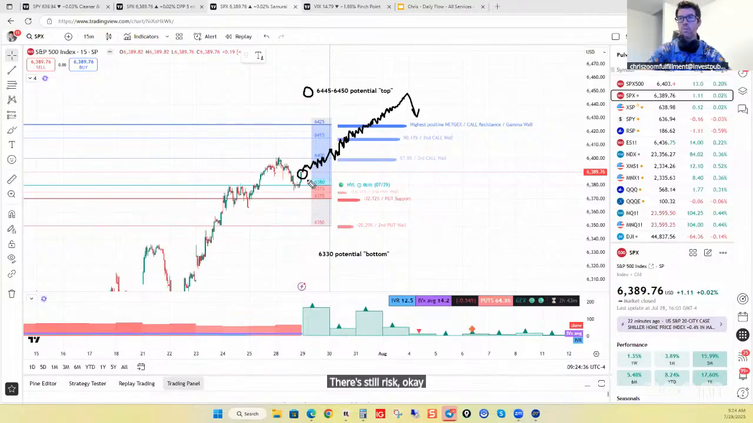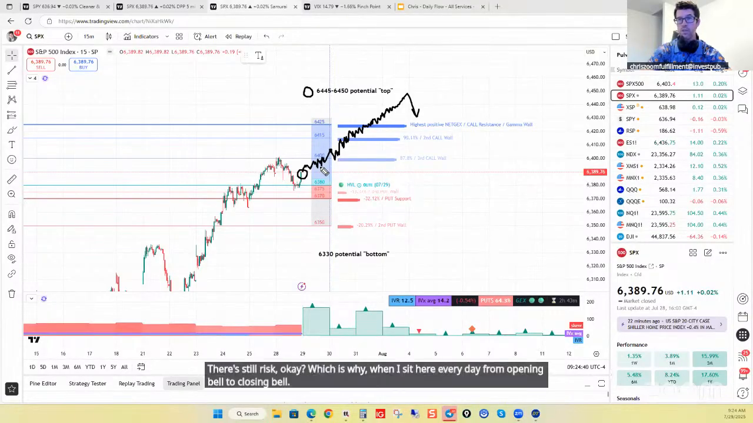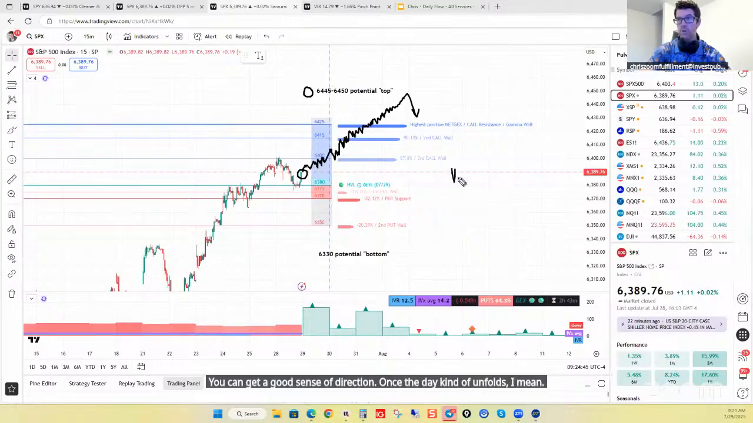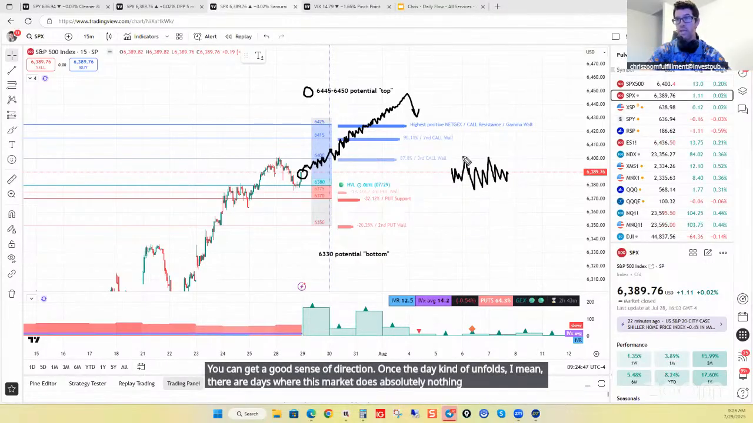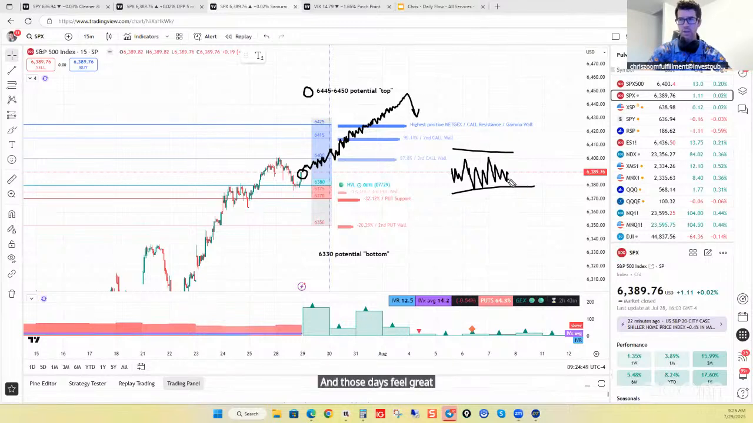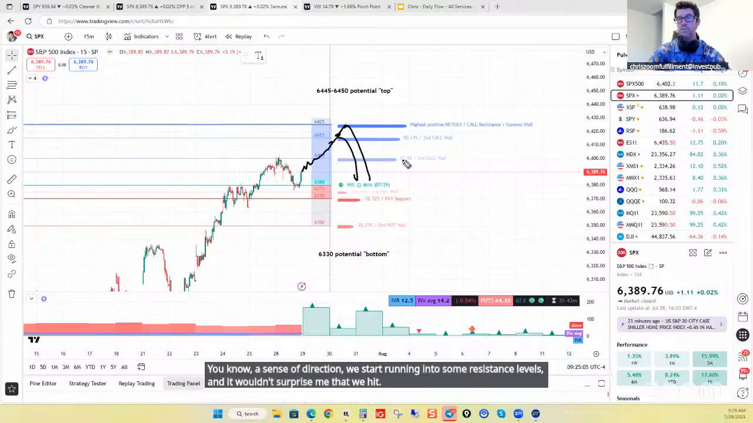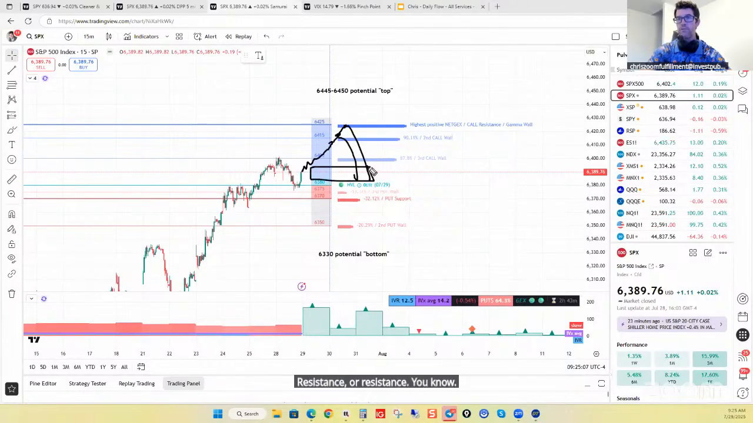Okay. Which is why when I sit here every day from opening bell to closing bell, you can get a good sense of direction once the day kind of unfolds. There are days where this market does absolutely nothing, and those days feel great. I don't want to be sitting around trading that all day. All I want to do is get my money in the morning and be done. But if price is getting a directional bid for the day, that's fine. We can follow that sense of direction. We start running into some resistance levels, and it wouldn't surprise me that we hit resistance, and the market maybe finishes flat for the day.